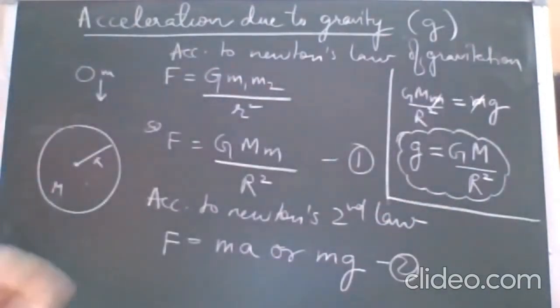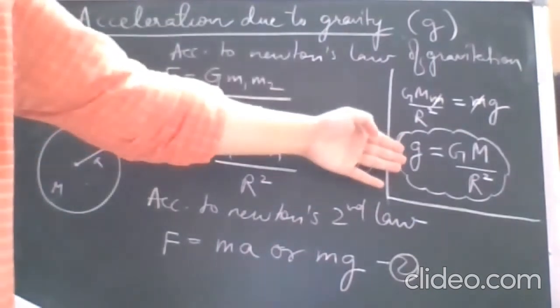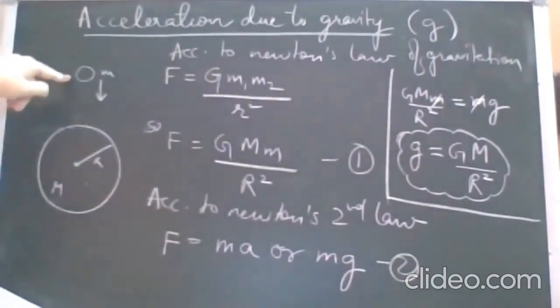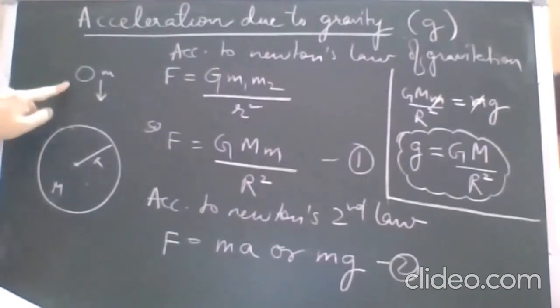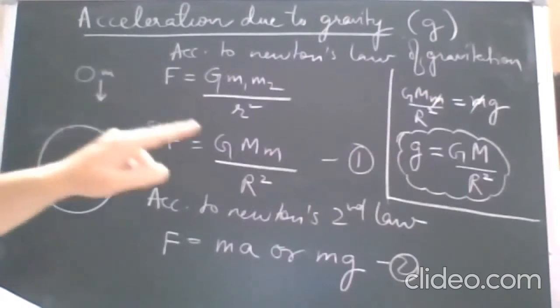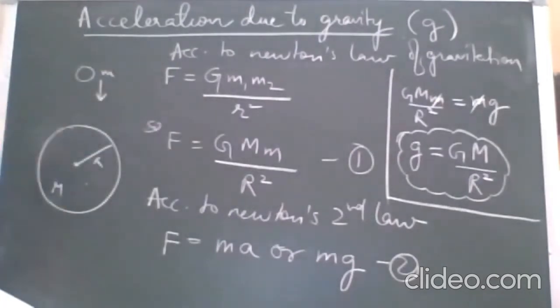You can clearly see this acceleration due to gravity is independent of the mass which is falling. That would mean even if a 1 kg mass is dropped or a 1000 kg mass is dropped, the acceleration on that mass will be the same as offered by the surface of the Earth or any other celestial body. Small m is not in the picture when we calculate small g.